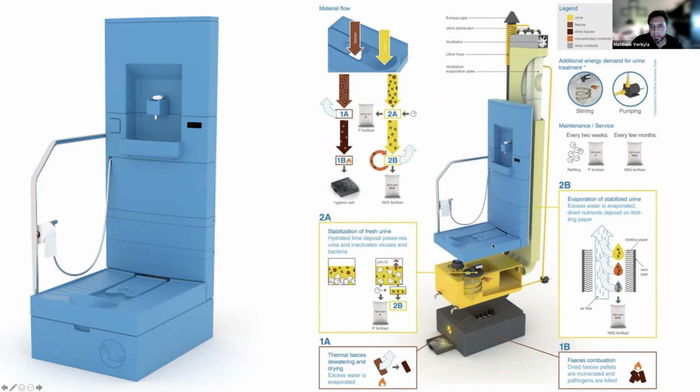This compartment down here captures the feces, which are separated from the urine, and through a thermal dewatering and drying process, excess water from the feces is evaporated off. And that allows the combustion of the dried feces, which will incinerate and kill pathogens and allow the production of pellets that can be used as a fuel source. The evaporation of stabilized urine happens as well. So excess water is evaporated, and dried nutrients are deposited onto a blotting paper that further contributes to the fertilizer that can be produced from this system. And you have the hand washing station, which recycles water and cleans the water in the process as it recycles.